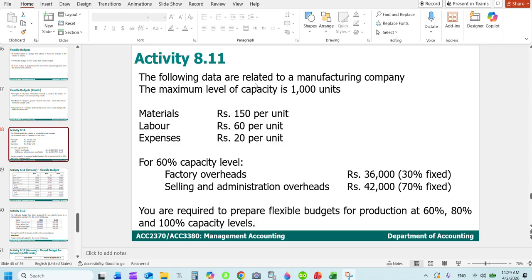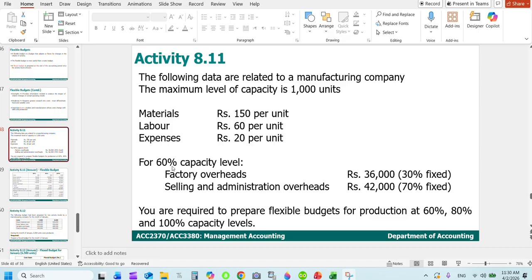The following data are related to a manufacturing company. Its maximum capacity, its full capacity level, is 1,000 units. These are the other information. Direct material cost per unit is 150. So we can say it is variable cost per unit. Variable material cost per unit is 150. Variable labor cost 60 rupees per unit. Other variable expenses 20 rupees per unit.